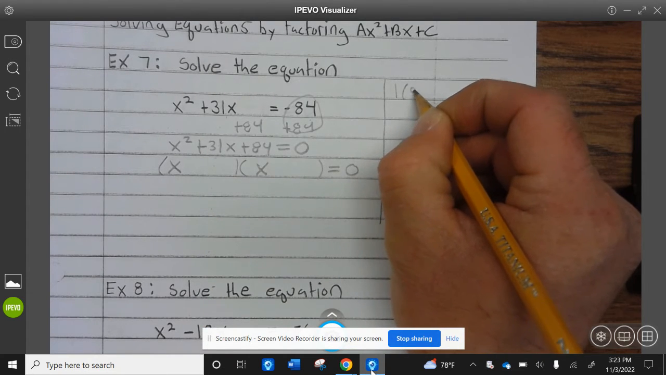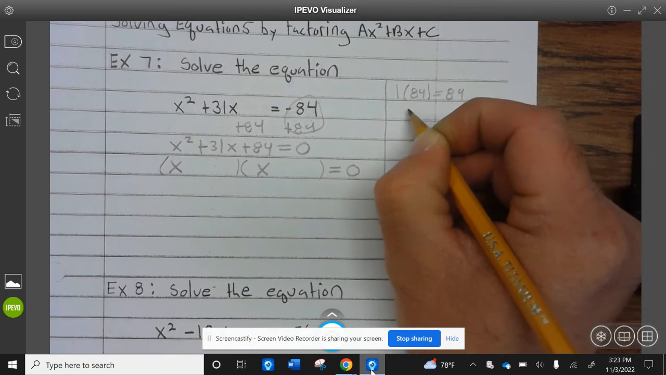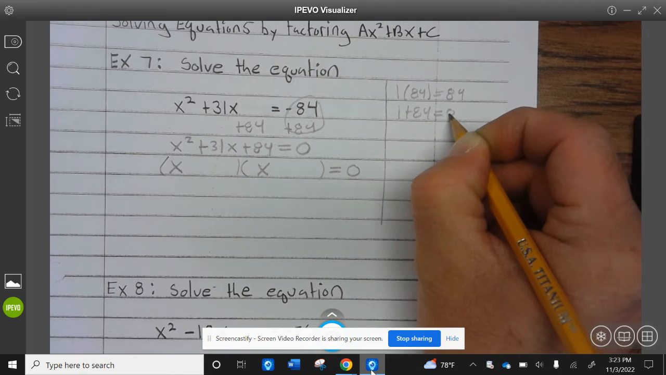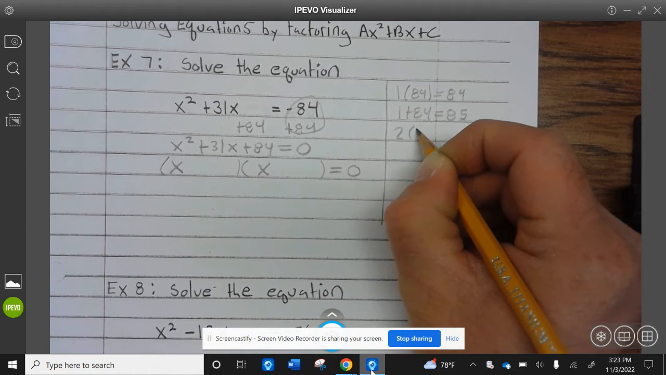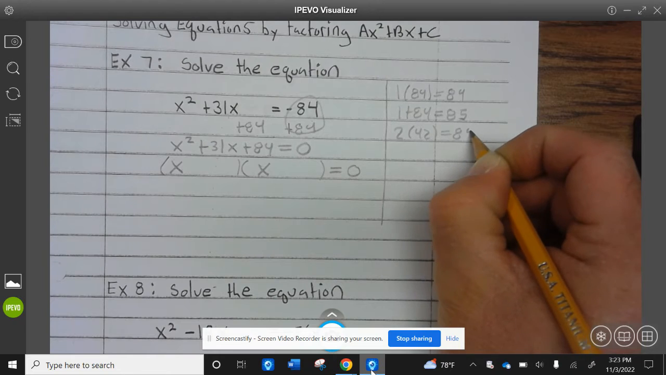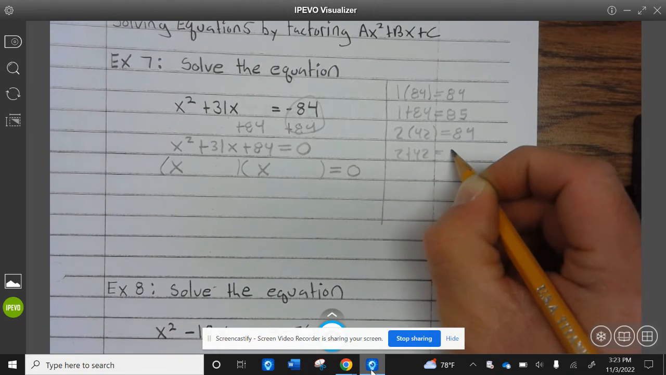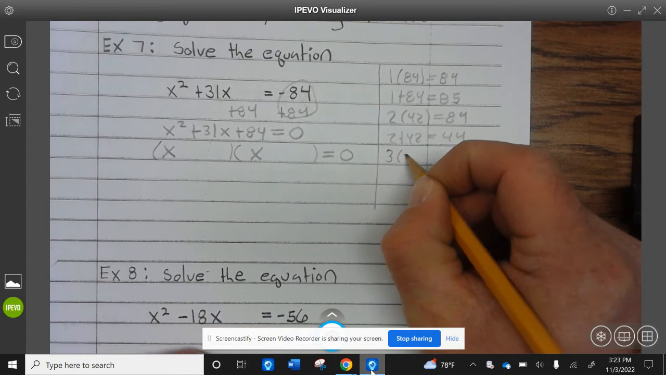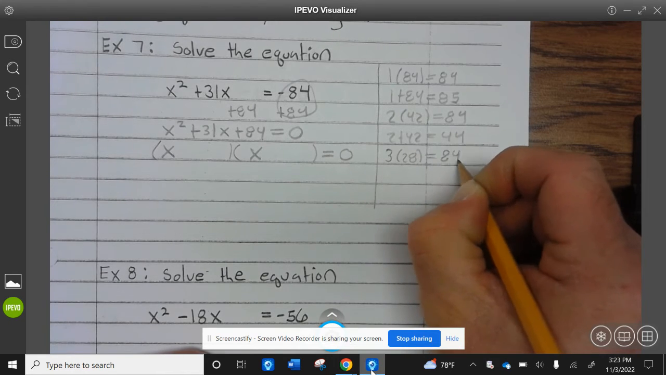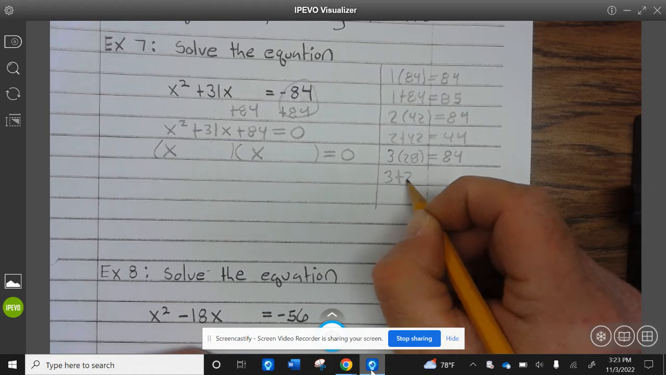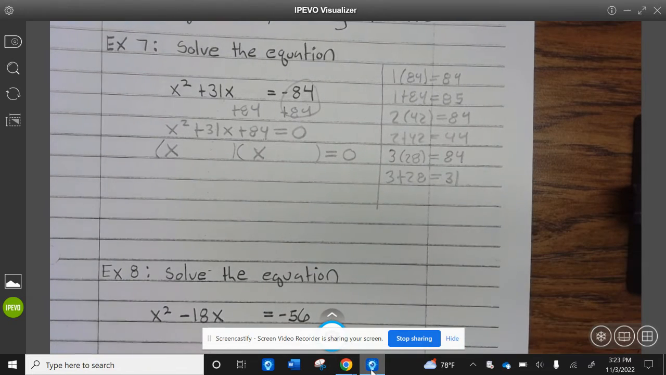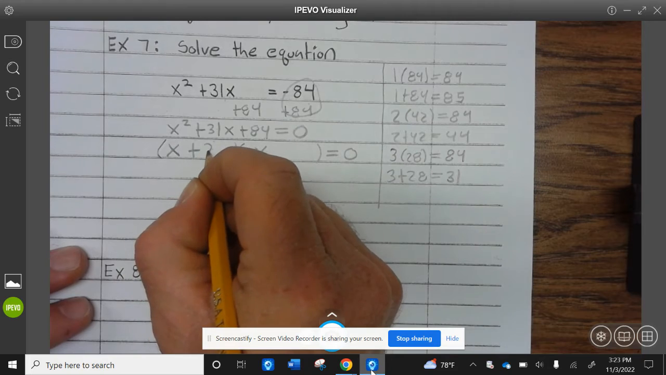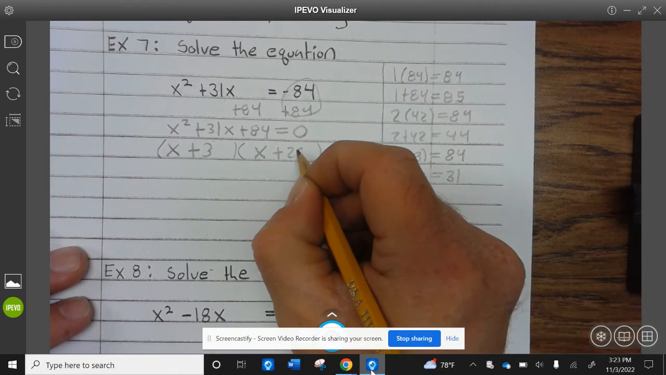So 1 times 84 equals 84. 1 plus 84 is 85. That doesn't work. 2 times 42 equals 84. 2 plus 42 is 44. That doesn't work. All right, now 3. Let's see, 84 divided by 3 times 28 equals 84. 3 plus 28 equals 31. So that works. So that's x plus 3, x plus 28.